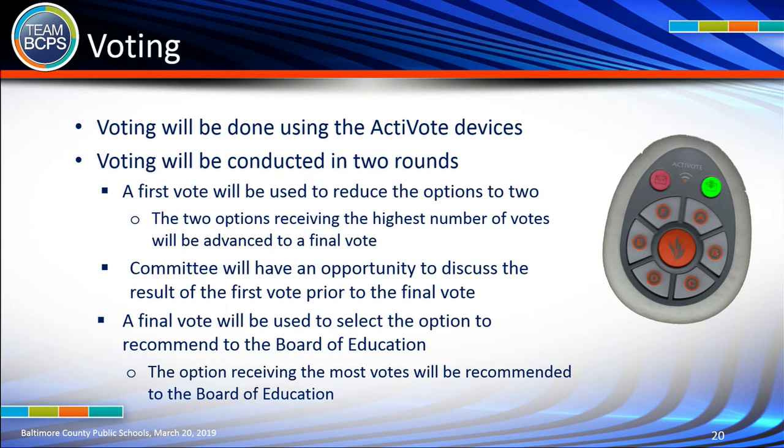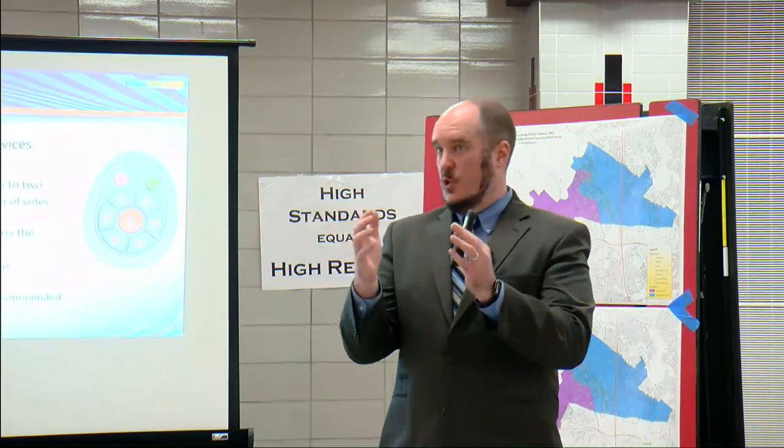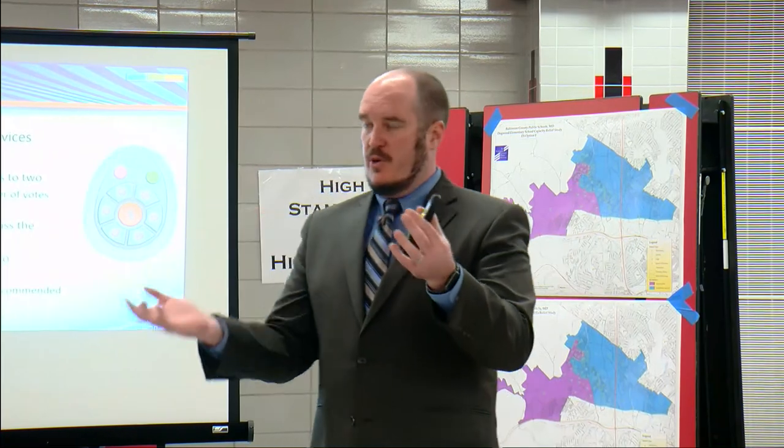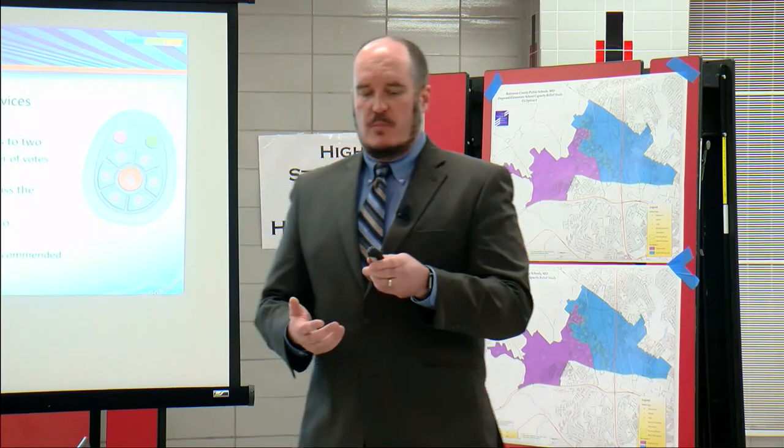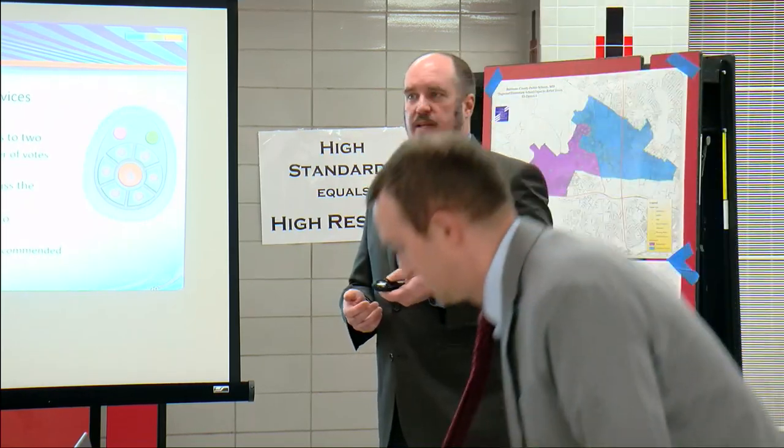So we have these ActiVote devices that you have in front of you. What we'd like to do is conduct this vote in two rounds. The first vote would be used to reduce the options to 2. You've already discussed which ones you want to narrow down before you made your decision on the recommendation. Once we narrow to 2, we can open the floor again for discussion if we want to discuss anything else. Then you will make a final vote on which of the 2 you want to recommend to the Board of Education. Do you have any questions on that?